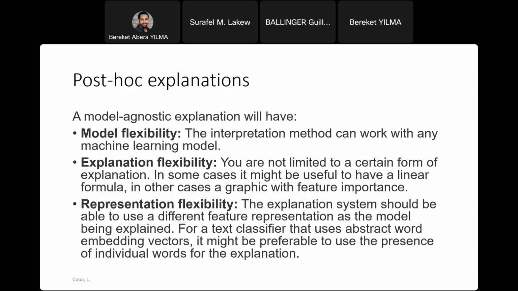However, there are three desiderata that we want from these models. In general, we want them to be model agnostic and we want them to maintain fidelity. We want them to be flexible, so that they work with any model. We have a deep neural network, we have a recurrent neural network, and we can use the same explanation technique that works with both of them. We want them to show us different types of explanations, so explanation flexible, and also representation flexible, meaning that we can work through a large plethora of features and digest them to generate explanations.